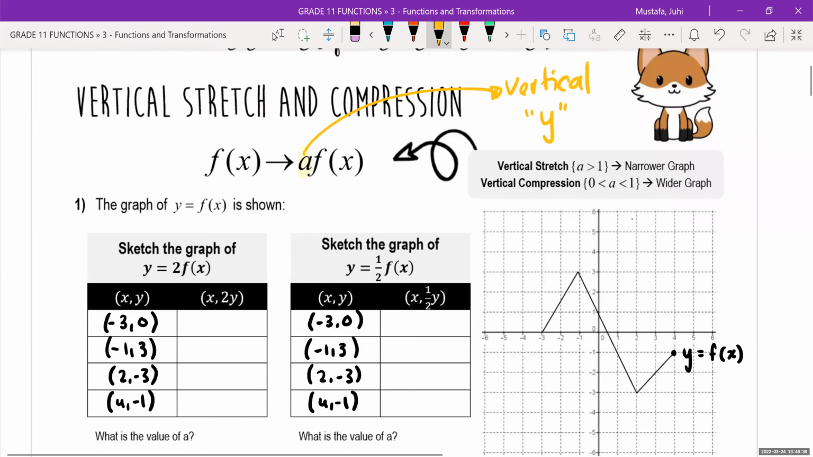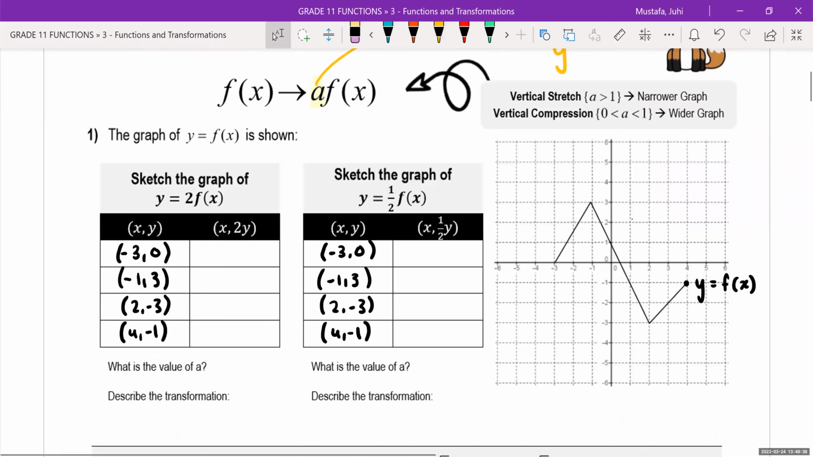I have the same squiggly graph from the first day that we were doing this. I have already listed down all of the main points: (-3, 0), (-1, 3), (2, -3), and (4, -1). I'll give you a second to write those down. And the first graph we're going to try to graph is y equals 2f(x).